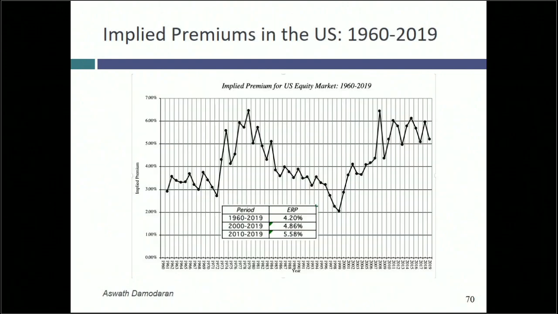This is what implied equity risk premiums have looked like for US equities going back to 1960. The average across those 60 years that I have these implied premiums, so basically I'm doing the implied premium at the start of every year, was 4.20%. So relative to that, the premium is much higher. But you could say those are old times, it's pre-2008. Relative to just the last 10 years, it's a little lower, but not by much.